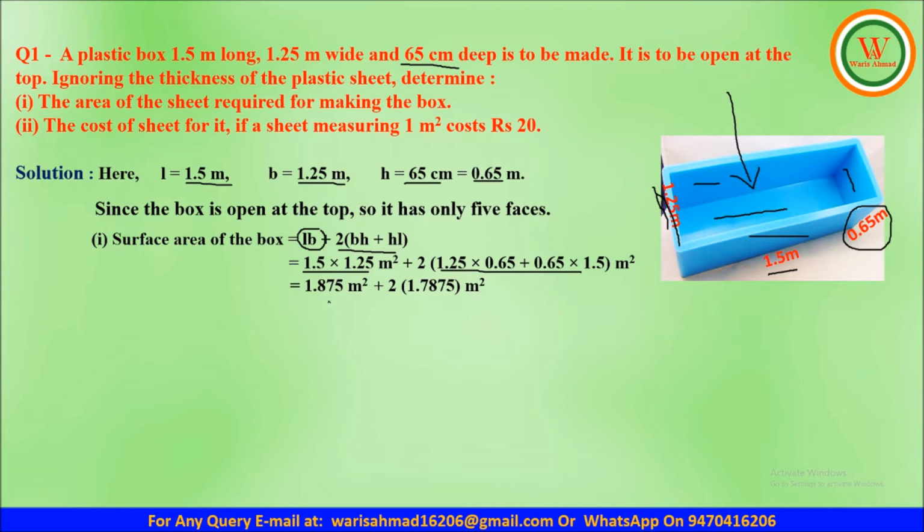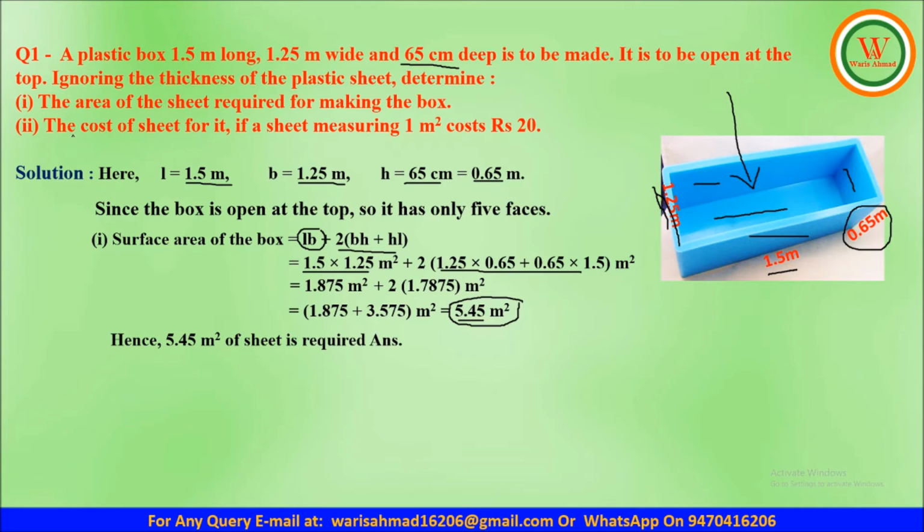Now after adding all these things, we will have the final value equal to 5.45 meter square. It means that we need 5.45 meter square of plastic to make this box. So the final answer of the very first question is 5.45 meter square of sheet is required.